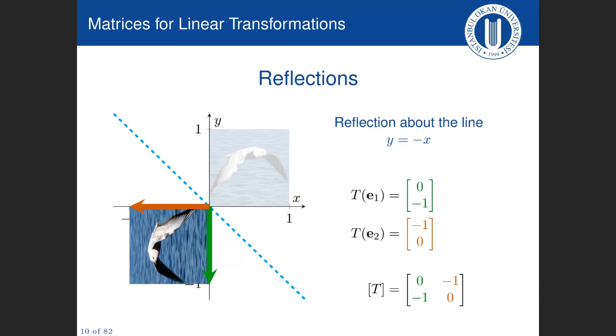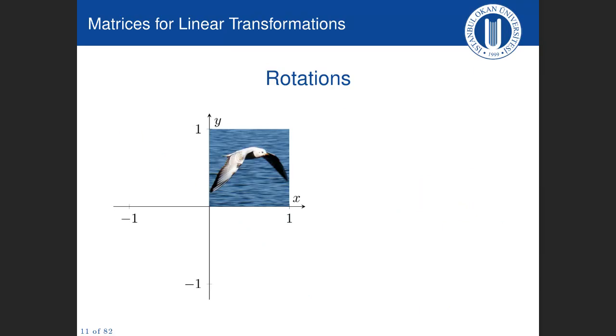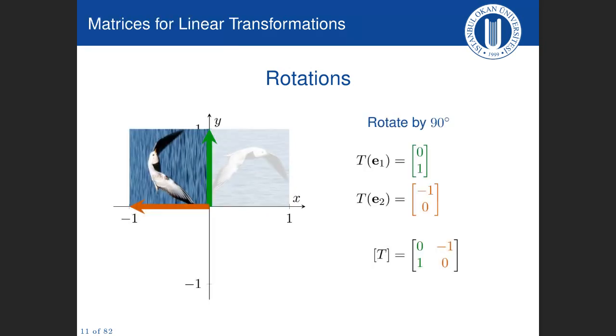Or let's suppose we do reflection about the line y is equal to minus x. We look to see what happens to E1 and E2, and then that tells us the two columns of our standard matrix. I'll leave that one for you to check. Let's talk about rotations now. Let's suppose we rotate anti-clockwise by an angle of 90 degrees.